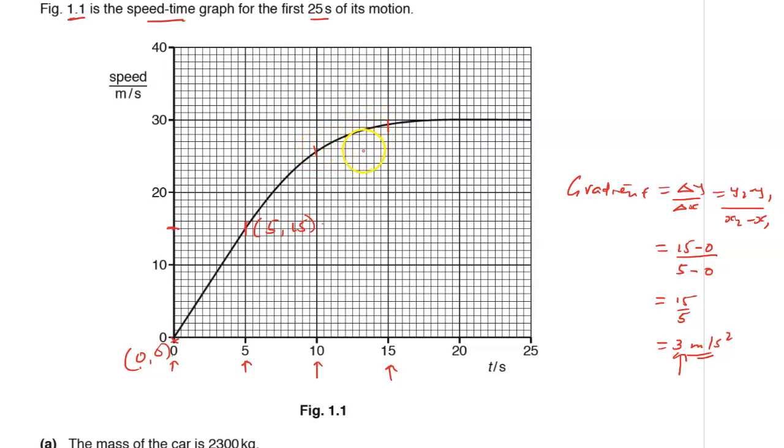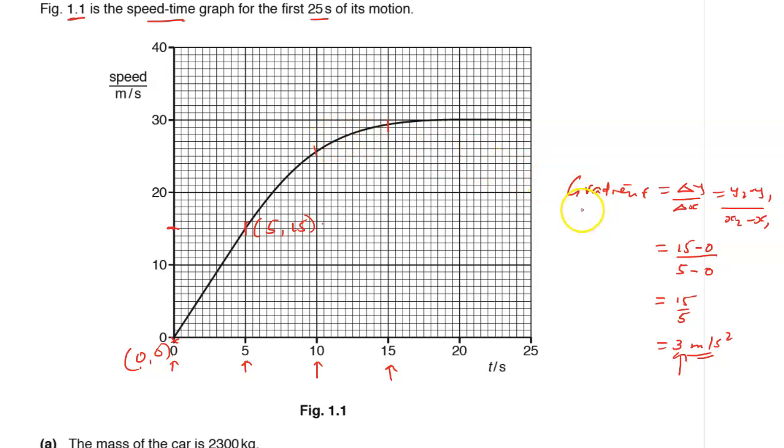So we are asked to explain how Fig 1.1 shows this. Of course, Fig 1.1 shows this because the gradient is decreasing. When you look at the gradient at a tangent, what we call a tangent, a tangent is a line you draw touching a curve or a circle at one point. If you draw a tangent there and draw another tangent here, you find that the gradients of these tangents are decreasing. So basically the gradient is decreasing.